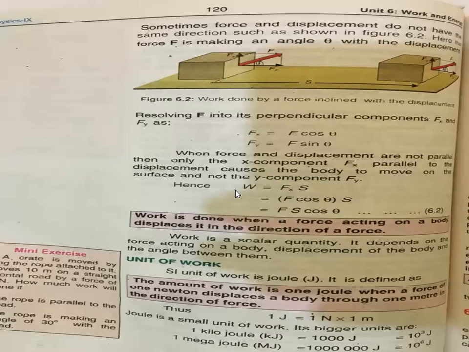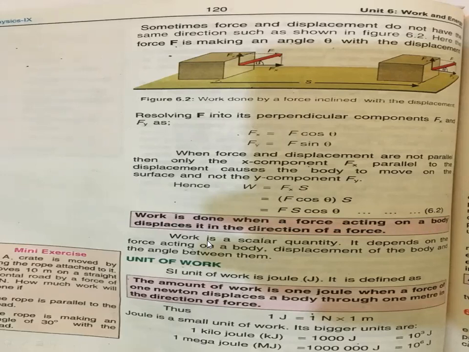So the formula for W is equal to Fs. Since Fx is responsible for the body to move on the earth, W is equal to Fx s. If I put Fx is equal to F cos theta, then W is equal to F cos theta s. Then we define this as the definition of work: work is done when a force acting on a body displaces it in the direction of the force.